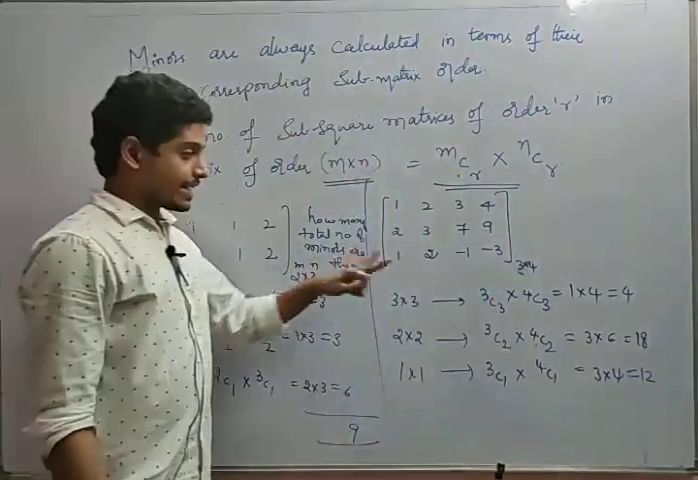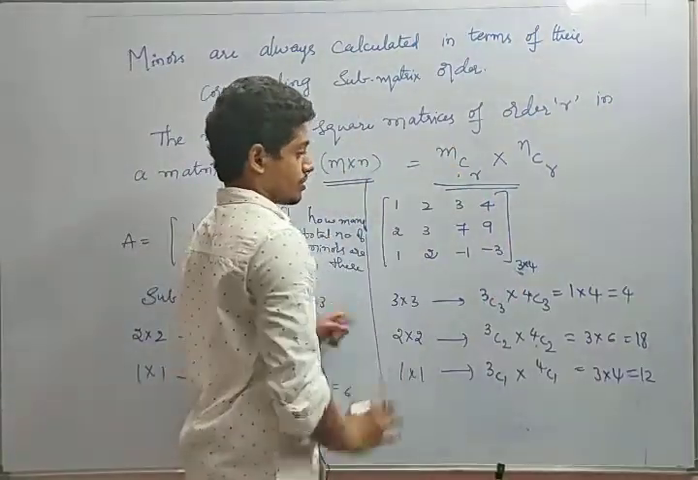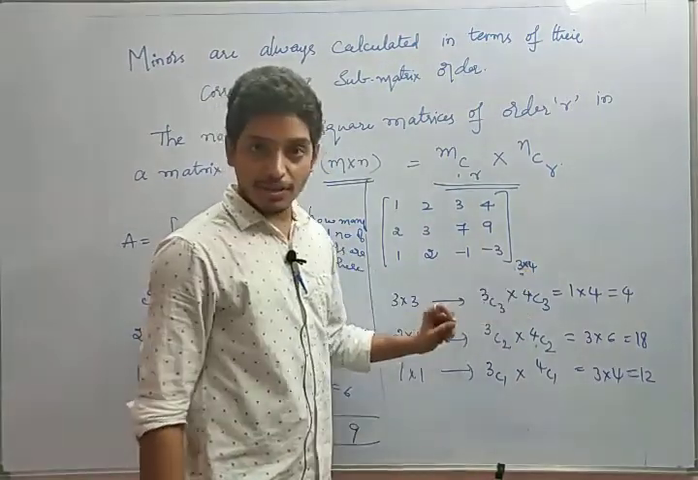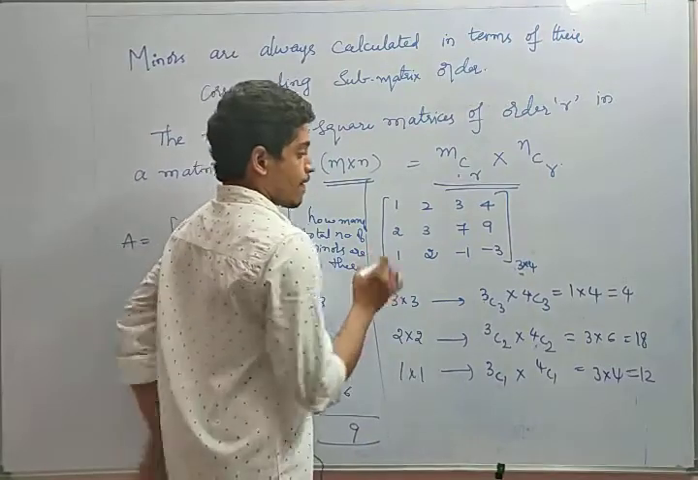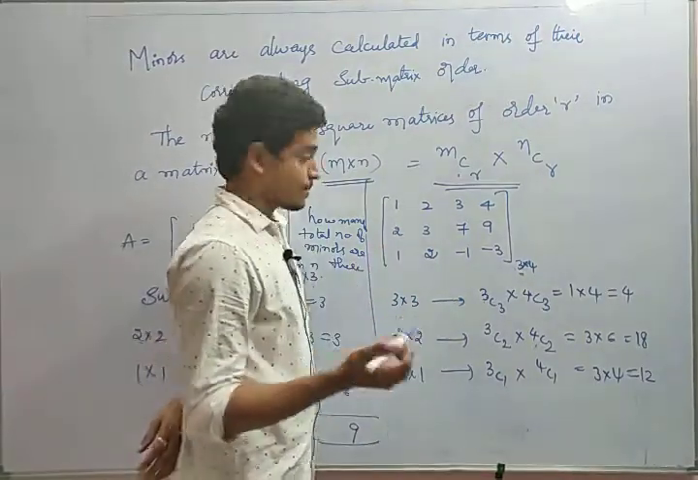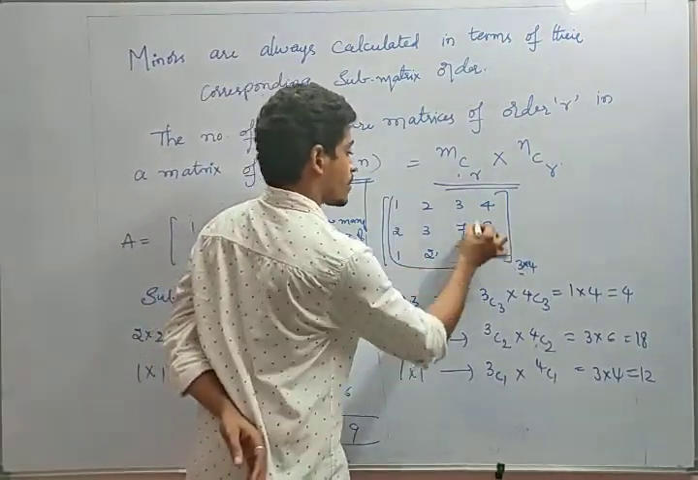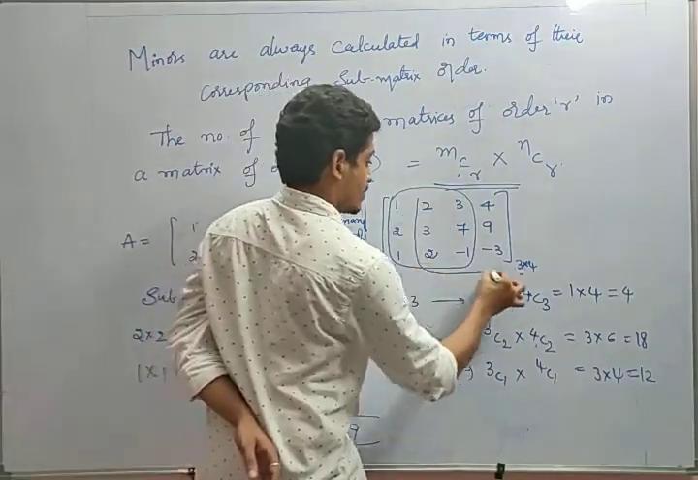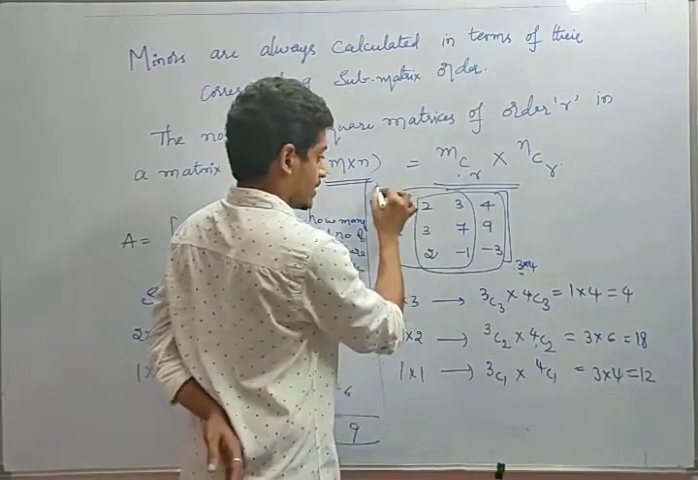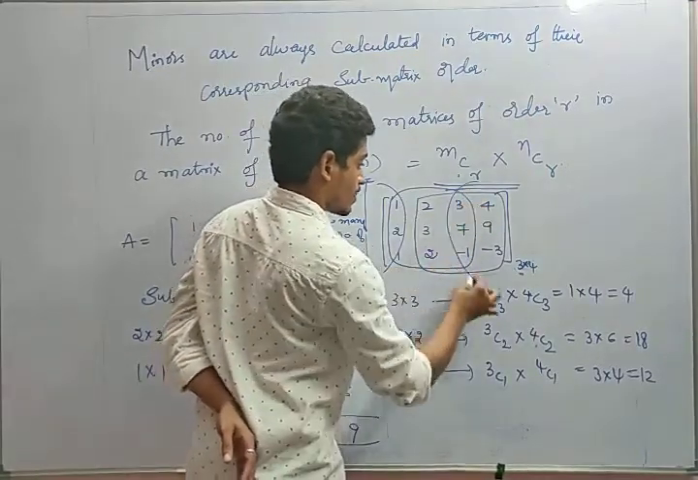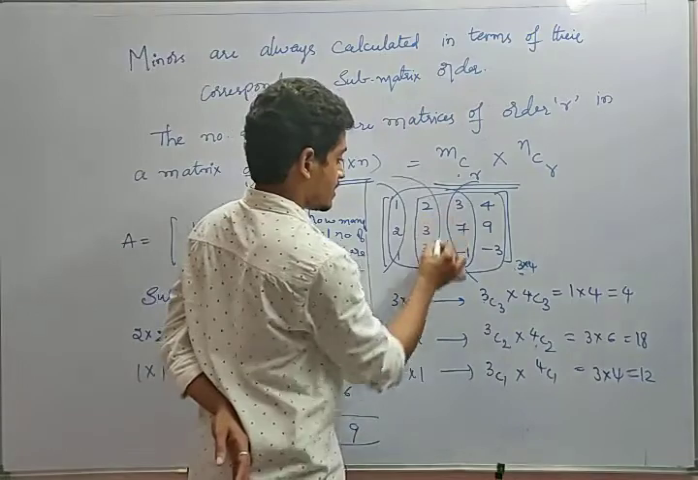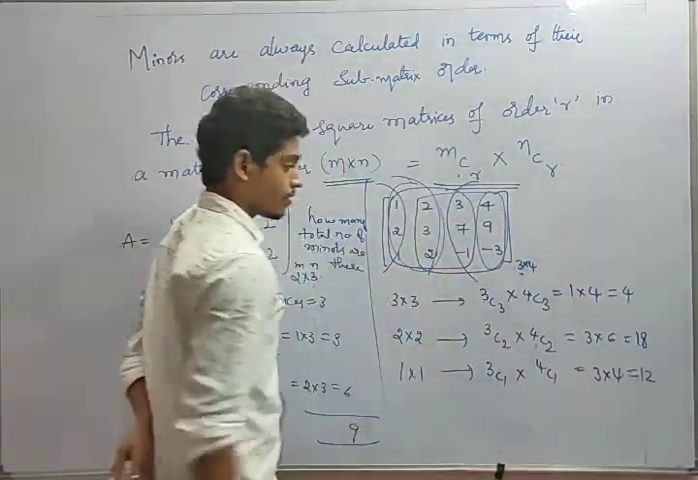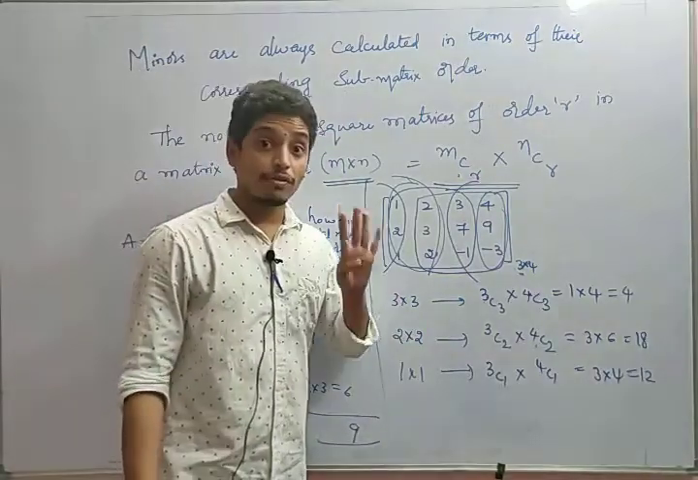Okay, now let us see here. In this question, there are a total of 12 elements. 3 by 4 is the order. Now, how many subsquare matrices are there? 3 by 3 subsquare matrix. This is one 3 by 3 subsquare matrix. This is another 3 by 3 subsquare matrix. This is another 3 by 3 subsquare matrix. And this is another. So how many are we getting? Total 4 we are getting.